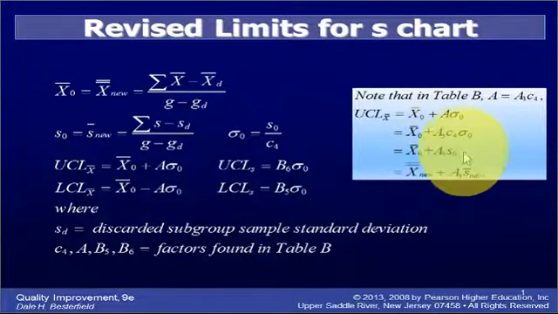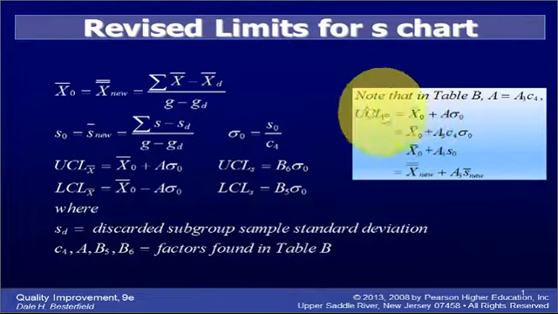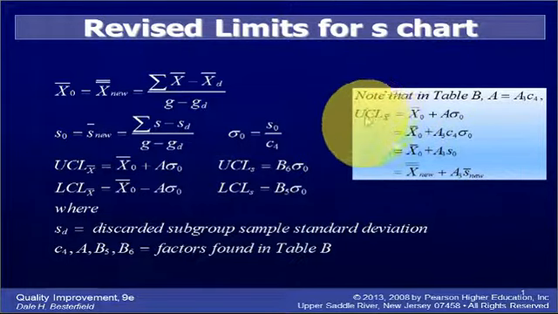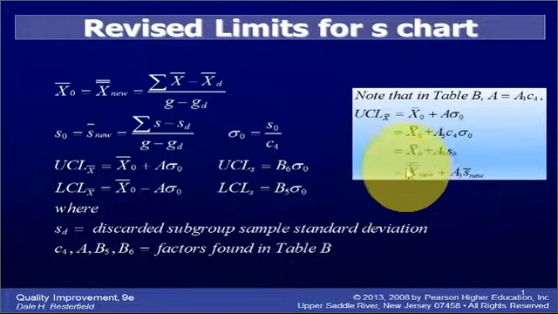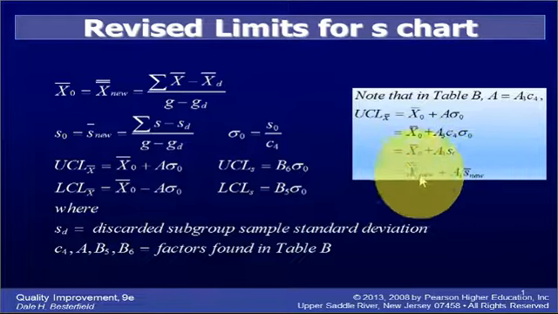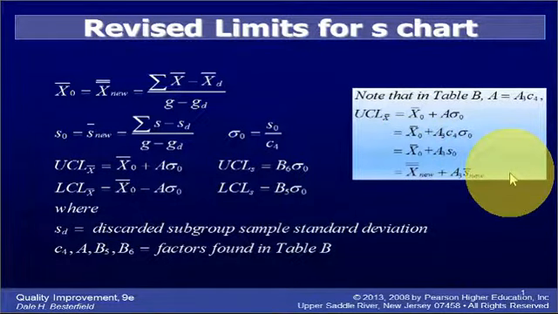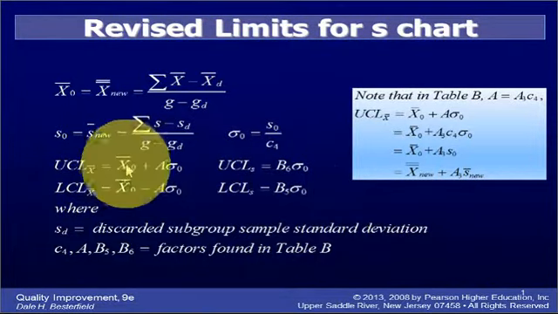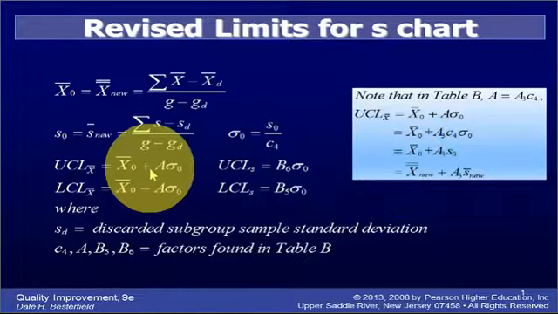So if you replace this A with A3 times C4, then you can see that the upper control limit for X bar is the same as the updated X double bar plus A3 times the updated S bar. So these are consistent with the formula that we used in the previous slide, and they just compute the equivalent revised limits.